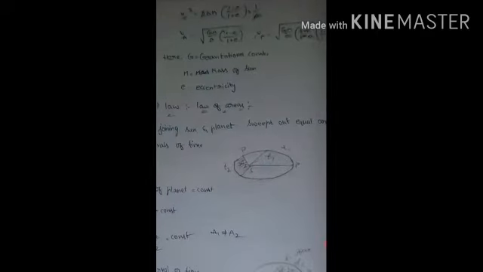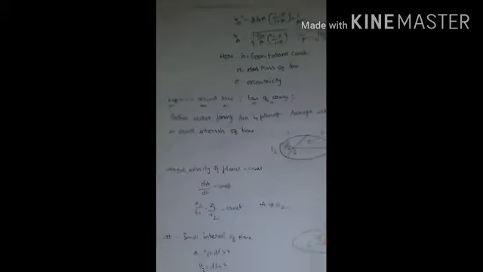And Vp is equal to, similarly, Vp is equal to square root of GM by a into (1 plus e) by (1 minus e). Here G is equal to gravitational constant, M is equal to mass of Sun, and e is equal to eccentricity. Kepler's second law.